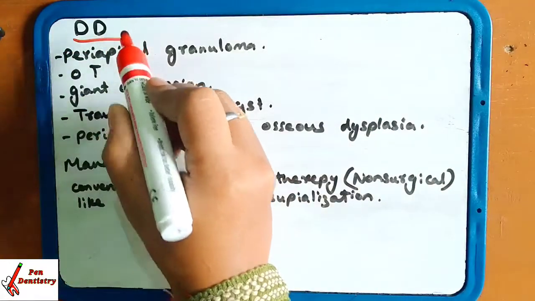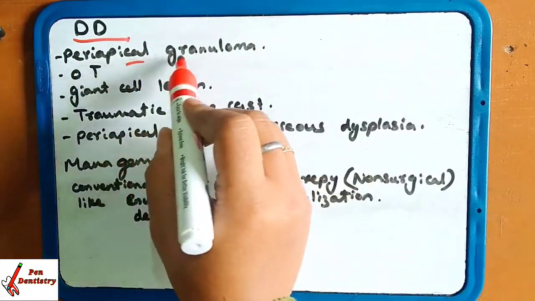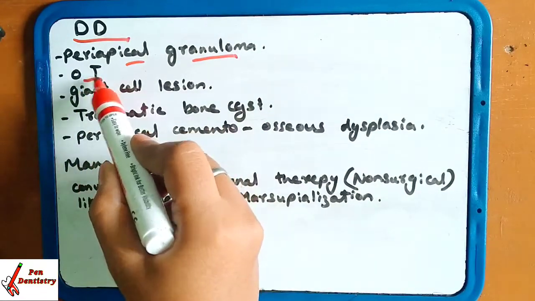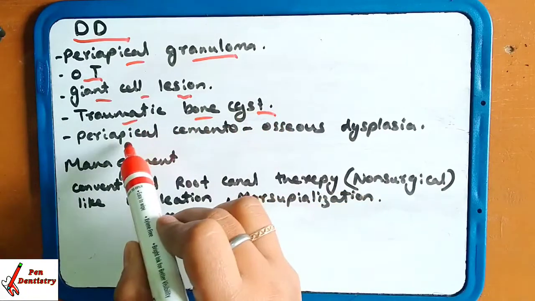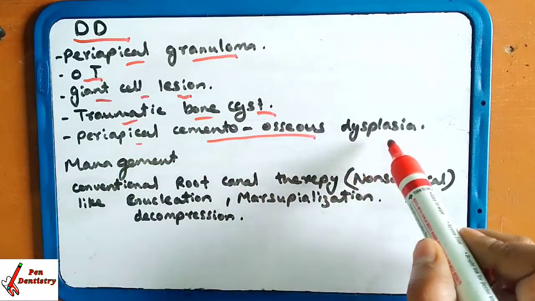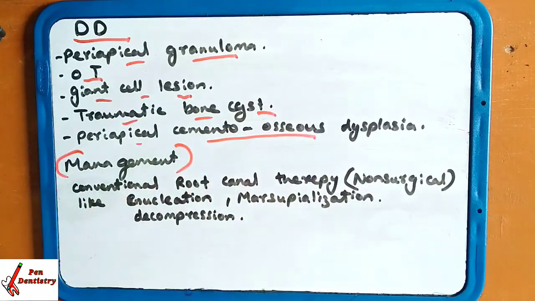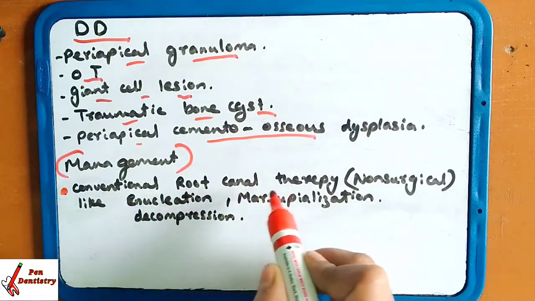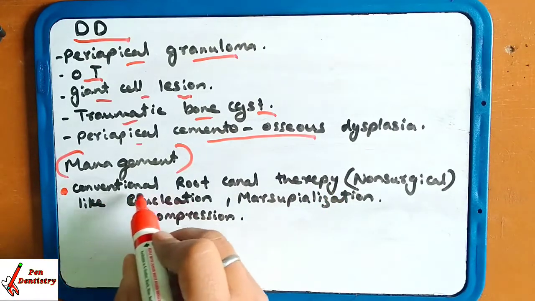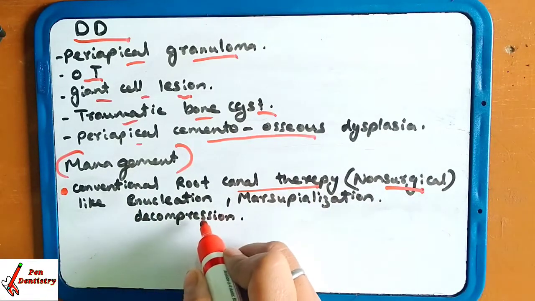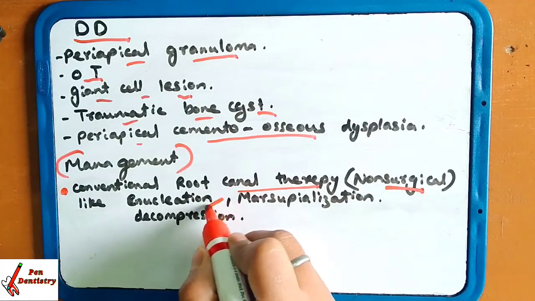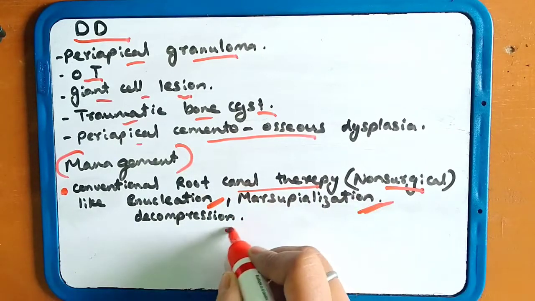The differential diagnosis of the radicular cyst: first one is periapical granuloma, second is odontogenic tumor, giant cell lesion, traumatic bone cyst, periapical cemento-osseous dysplasia. What is the management of the periapical cyst, that is radicular cyst or inflammatory cyst? It is conventional root canal therapy. What is conventional? This name is very big. Conventional root canal therapy, not surgical, but it is the same as we have learned before: enucleation, marsupialization, and decompression.